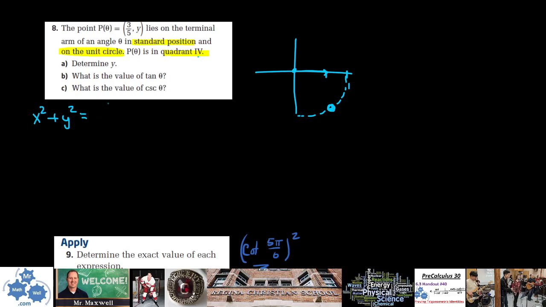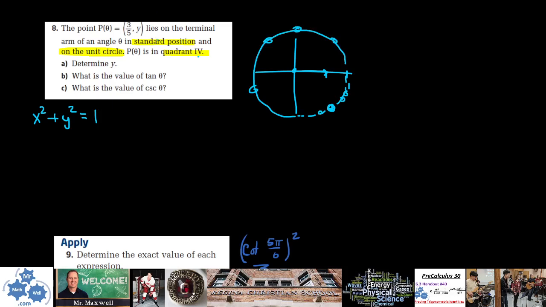What's the equation for the unit circle? Equals? Who remembers? 1. That's correct. Yes, x squared plus y squared equals 1. So that means that all of the values for the xy pairs that lie anywhere on the unit circle must satisfy this equation right here.